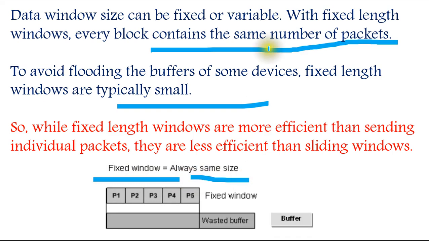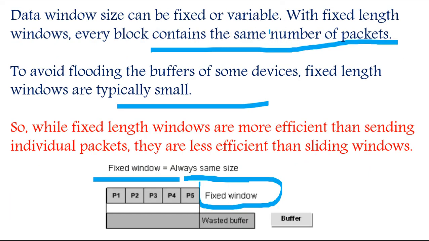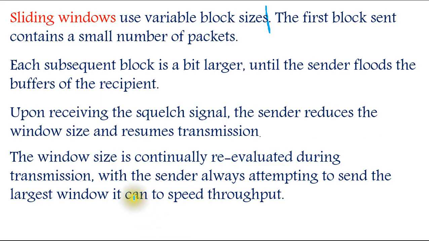For example, P1, P2, P3, P4, P5, this is a fixed window. Apart from this, there is one more window known as sliding window. So guys, sliding windows use variable block size. Here they will not use the same size like 1 2 3 4 5. They may use variable block size. The first block sent contains a smaller number of packets, and each subsequent block is a bit larger until the sender floods the buffer of the recipient.